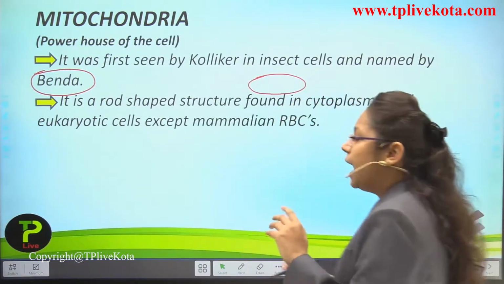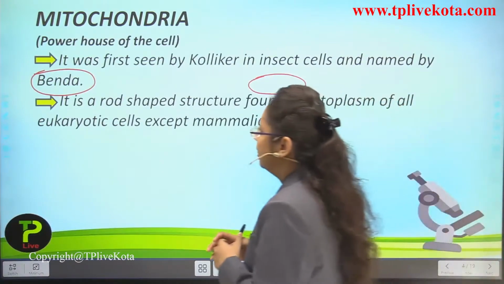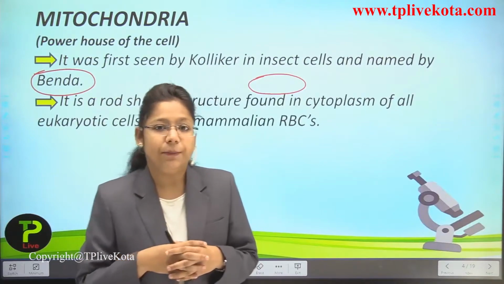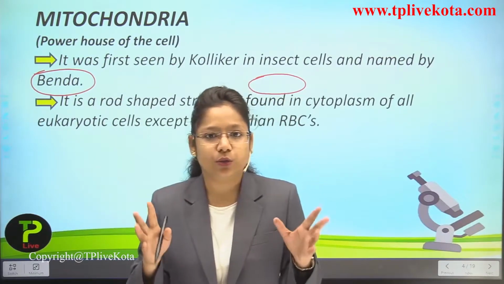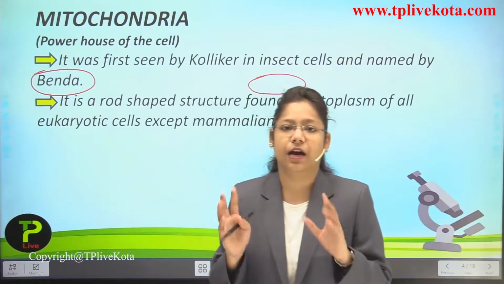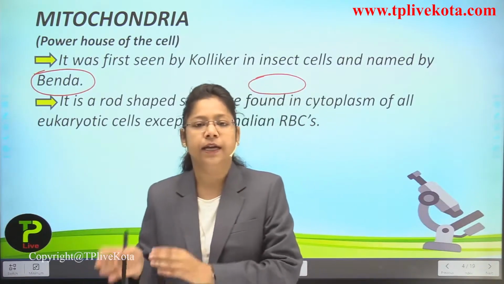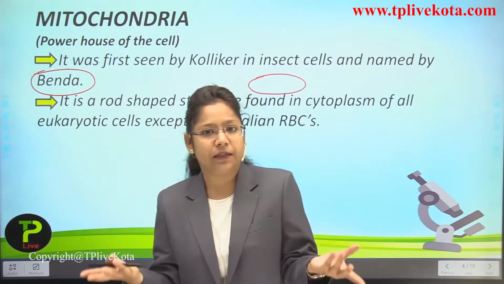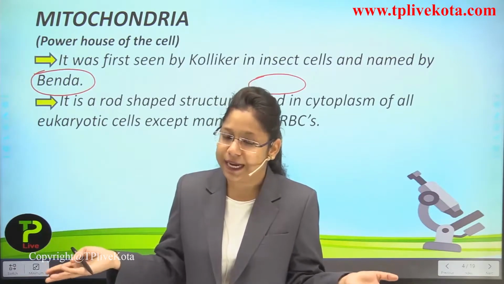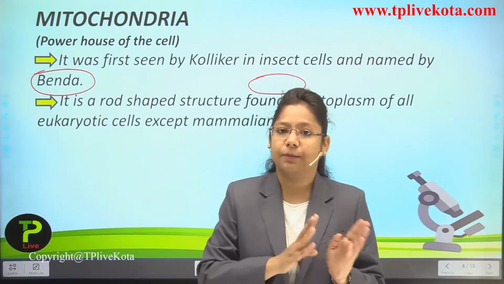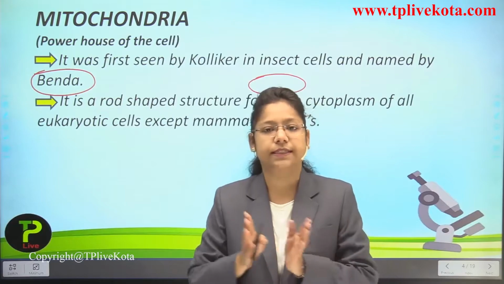Okay, now this mitochondria is not present in mammalian RBCs. I want to tell you the fact that when mammalian RBCs mature, they lose all the cell organelles present in them, be it mitochondria or endoplasmic reticulum. So when RBCs become mature, they lose the cell organelles.